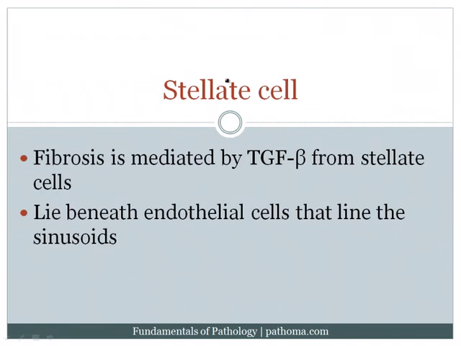And one of the things that's high yield concerning cirrhosis is that the fibrosis is mediated by the stellate cell. And so this is important because the board examiners will go after it. The stellate cell can actually secrete TGF-beta, and this is actually the key mediator of that fibrosis. Recall that the stellate cell lies beneath the endothelial cells that line the sinusoids of the hepatic plates.